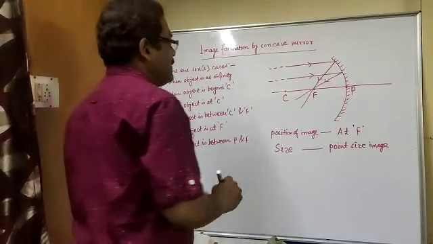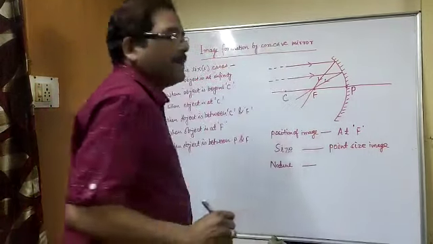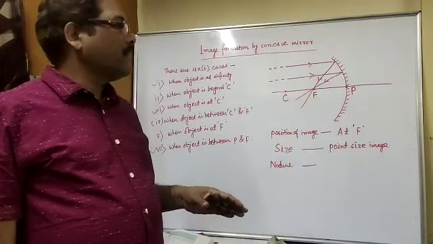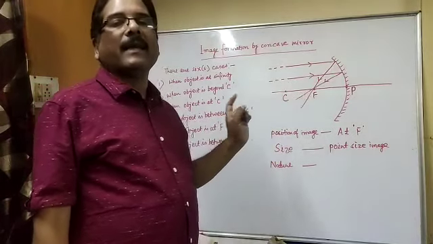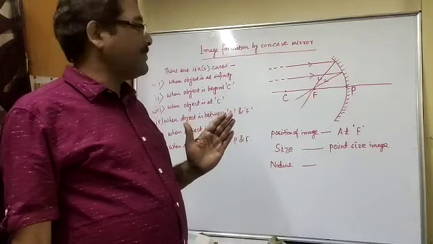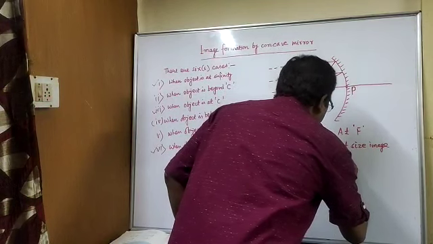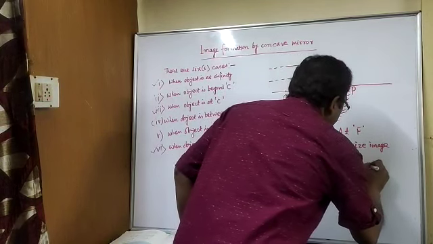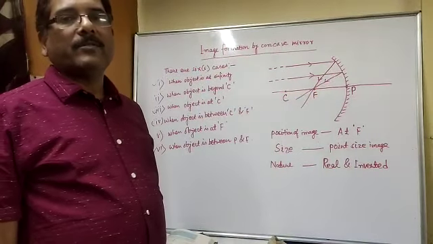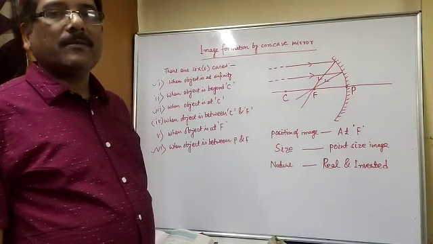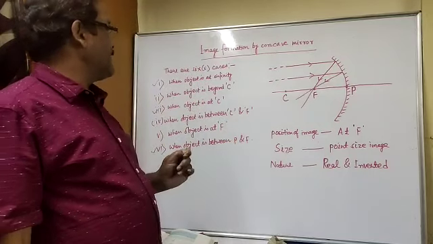And then you have to write the nature. Nature means whether the image is real or virtual, erect or inverted. So what do you think? The light rays are actually meeting at F. Really they are meeting at F after reflection. So the image is real, and real images are always inverted. So nature is real and inverted. Is it clear? So this is the first diagram which we have drawn when the object is at infinity.